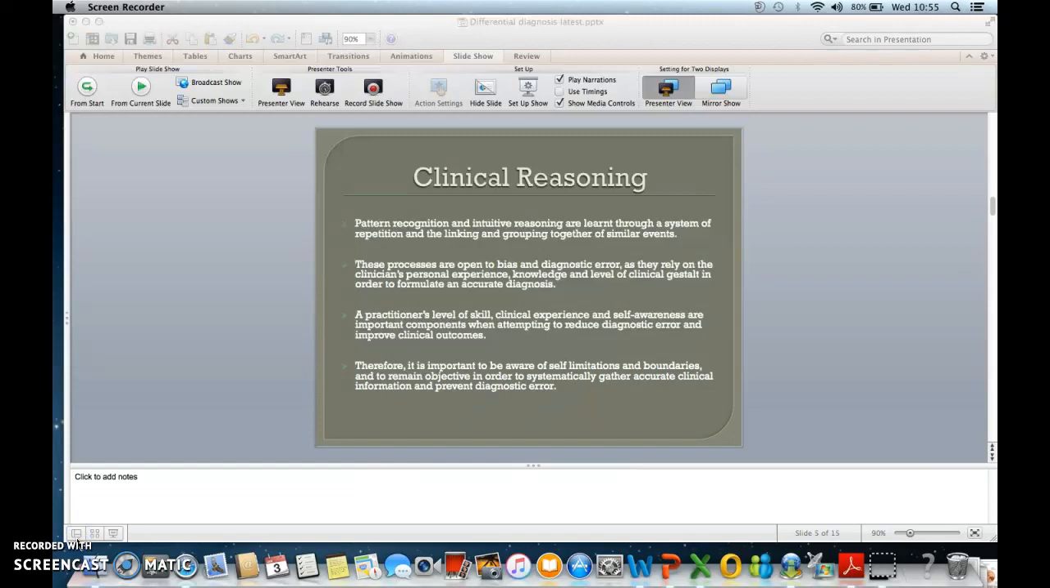A practitioner's level of skill, clinical experience and self-awareness are important components when attempting to reduce diagnostic error and improve clinical outcomes. Therefore, it is important to be aware of self-limitations and boundaries and to remain objective in order to systematically gather accurate clinical information and prevent diagnostic error.